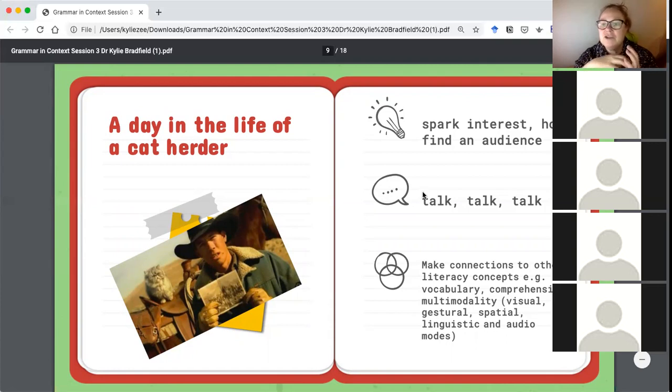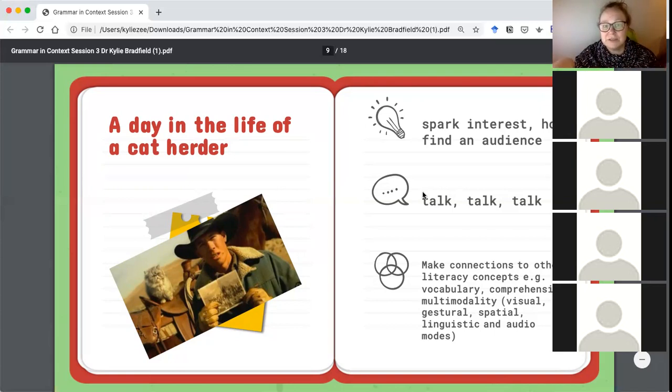The other thing is to make sure in all of those steps, from building the field, modeling, sharing, guiding, and independent, that you are talking, that they are talking. Talk, talk, talk. In every kind of area, we know that our oral language is the foundation for reading, the foundation for writing. And allowing children to talk about what they're writing or what they're planning will get you better results.